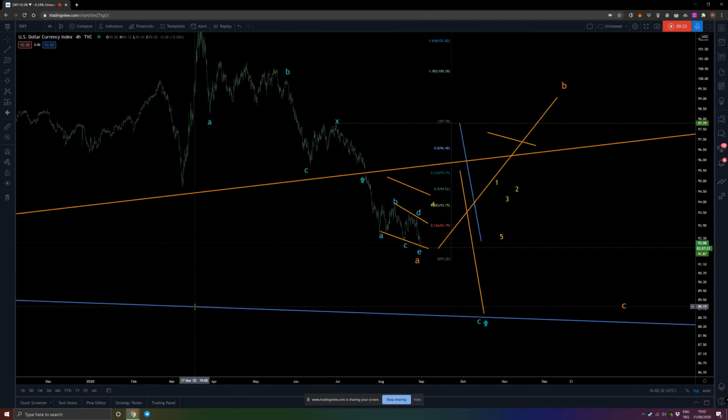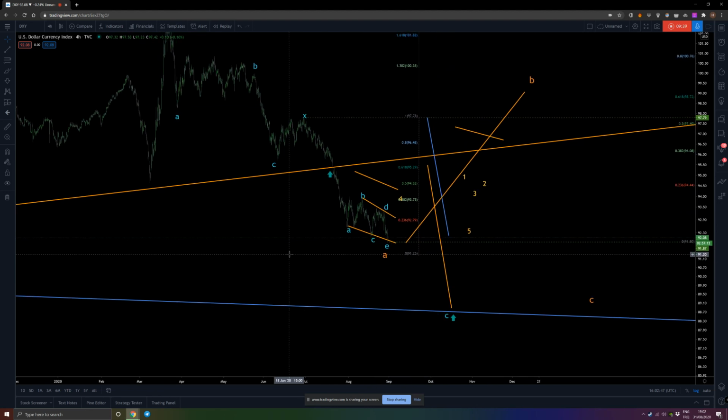So I hope this makes sense for you guys, and I tried to give you both the bullish scenario and the bearish scenario. Let's keep watching and see which one the market will take.